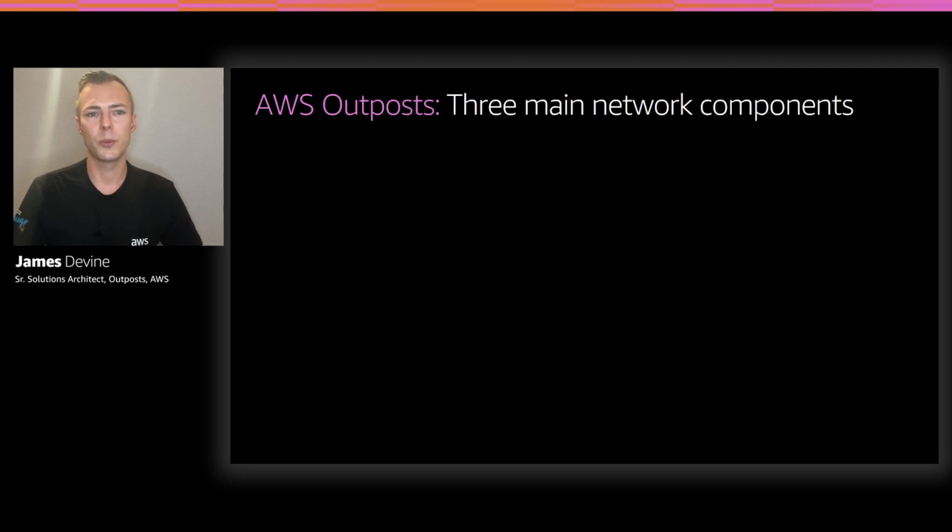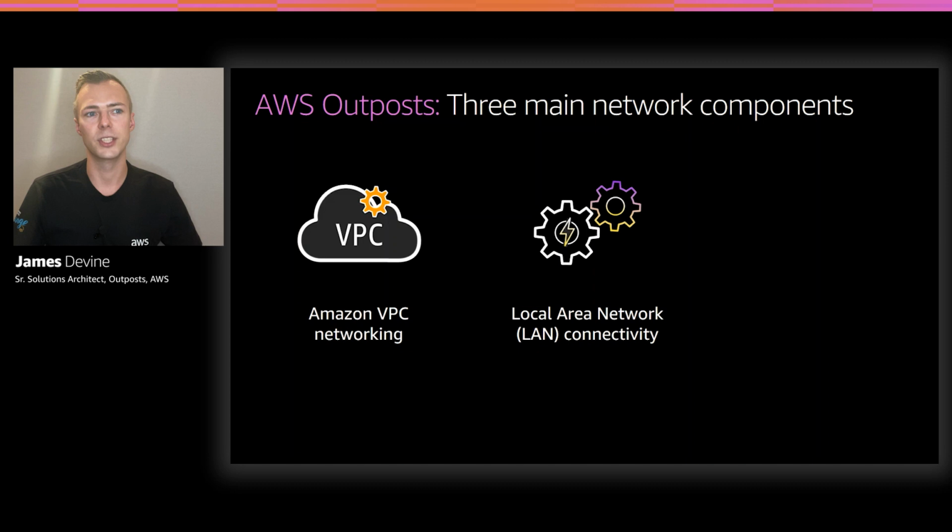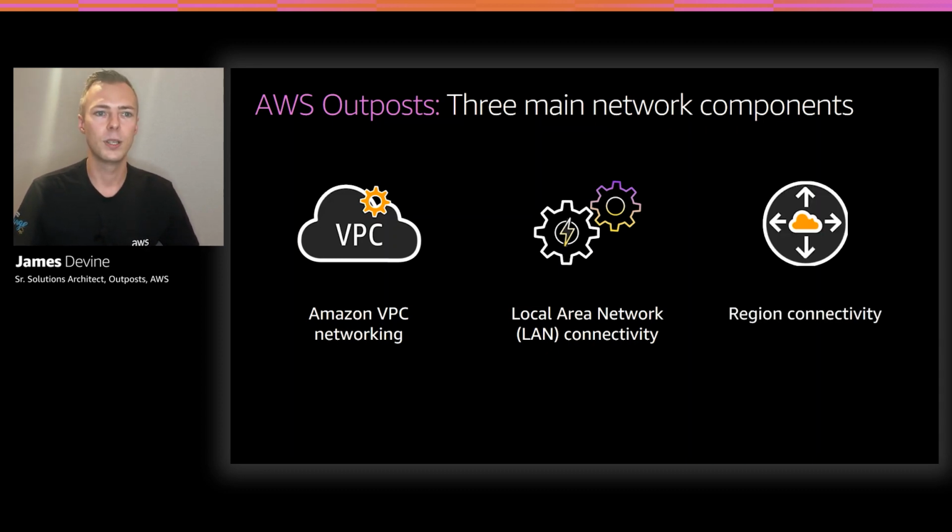We have three main network components with the Outposts. The first is the Amazon VPC Networking, Virtual Private Cloud, and we extend this from the region. So it looks very similar to how networking does when you're operating within one of our regions. We also have local network area connectivity. This is where we hand off the connectivity into the Outpost and connect and integrate into your network. And then we also have regional connectivity. All of our control plane is still originating in the region. That provides that single pane of glass management and the connectivity back into the region. So we'll talk through what those three components look like.